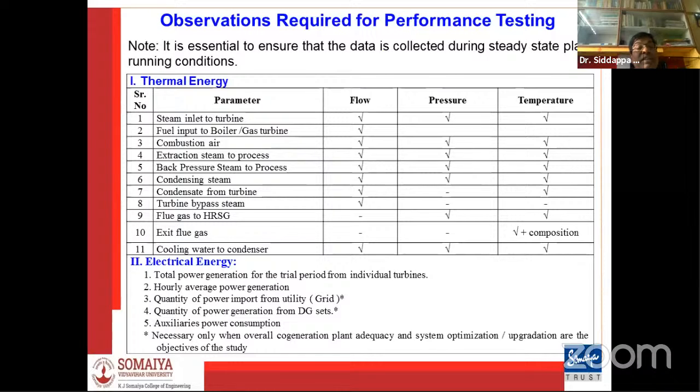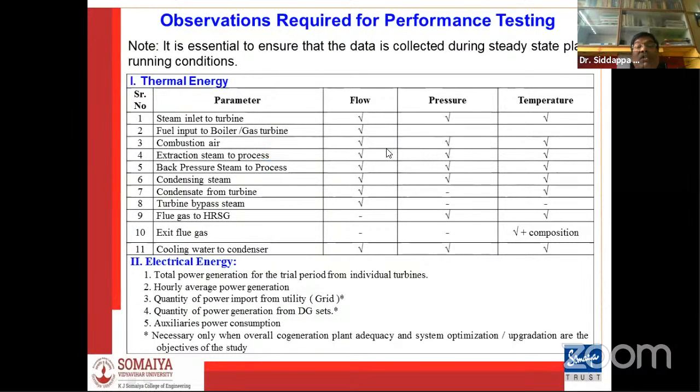While you are testing, you are going to record the performance parameters of the system, which include the thermal part and the electrical part. Thermal part parameters may be in terms of your steam inlet to the turbine. You may need to measure the steam flow rate, the pressure of the steam, the temperature, and then fuel input parameters to the boiler.